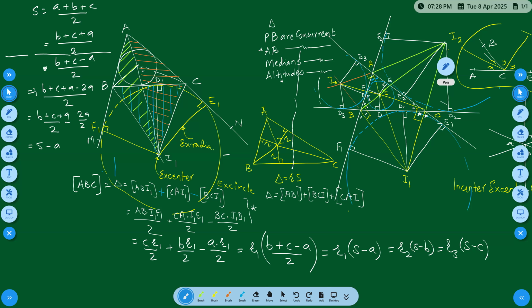Sir, Rudresh here. Using this and Heron's formula, can we also calculate R1, R2, R3 in terms of a, b, c? Right? Yes. So these R1, R2 and R3 are basically the exradii, right? Yes. So capital R is the circumradius, and these are the exradii.